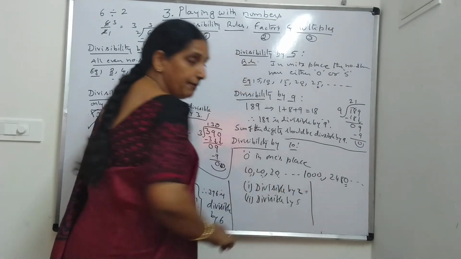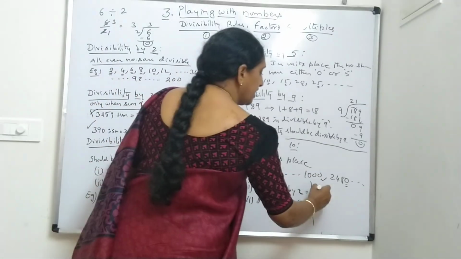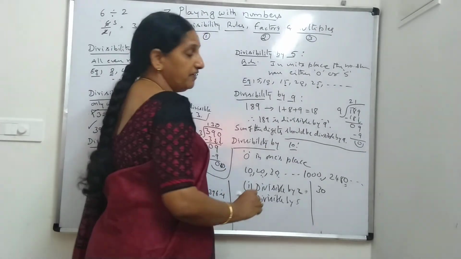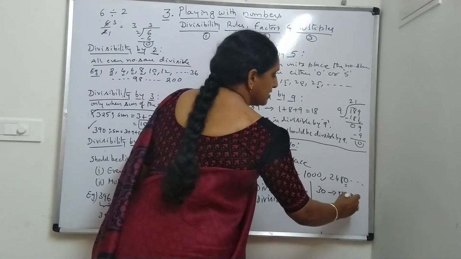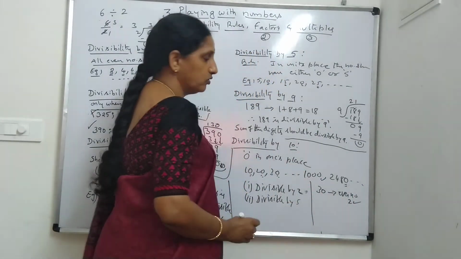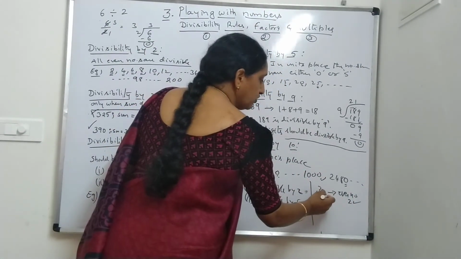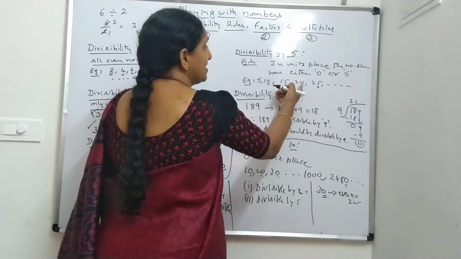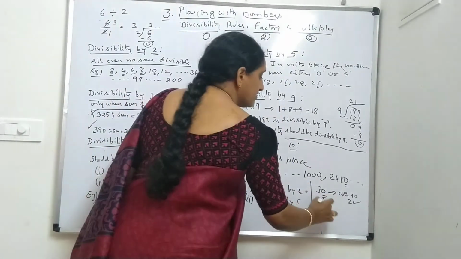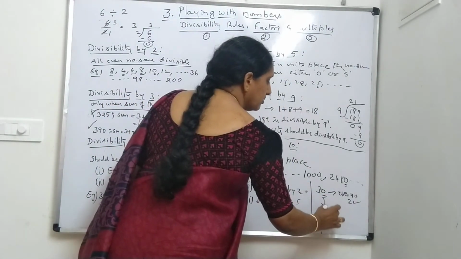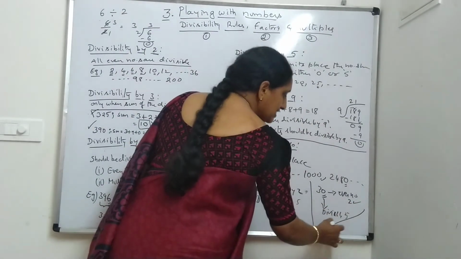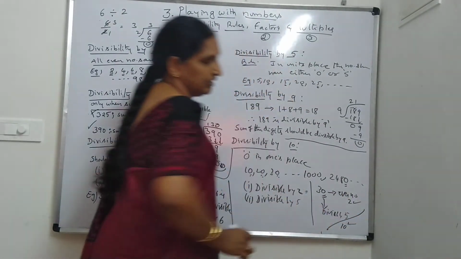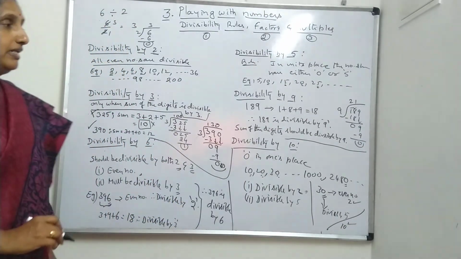Let us take an example. Okay, 30. Is it an even number? Yes, an even number. Hence divisible by 2. Does it have 5 or 0 in the units place? Yes, it has 0. Therefore, it is divisible by 5. Thus, it is divisible by 10.